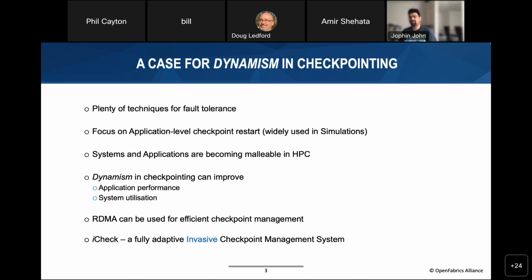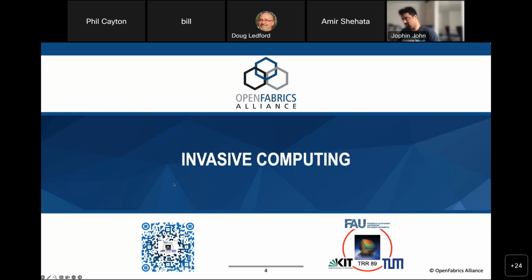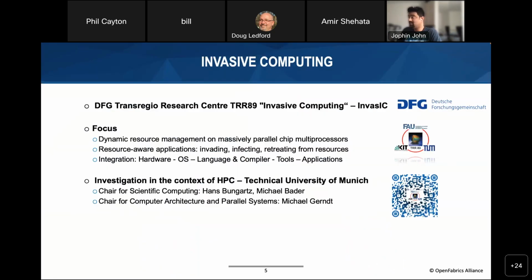Towards that end, we present our checkpoint system called iCheck, or invasive checkpoint system. It's a fully adaptive invasive checkpoint management system. So what does the word invasive mean in this context? Invasive comes from the Invasive Computing Project, a German research foundation funded project, DFG funded, called Invasive Computing, which focuses on creating dynamic resource management on massively parallel multi-chip processors. Here we have the concept of resource-aware applications that invade the cores and then perform some computation on them, infect, or retreat from the resources. Towards that extent, we have a whole tech stack that spans hardware, operating system, language, compilers, tools, and applications, all created as part of this project.